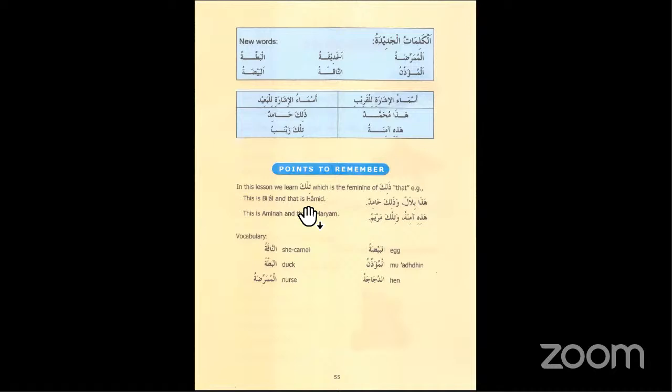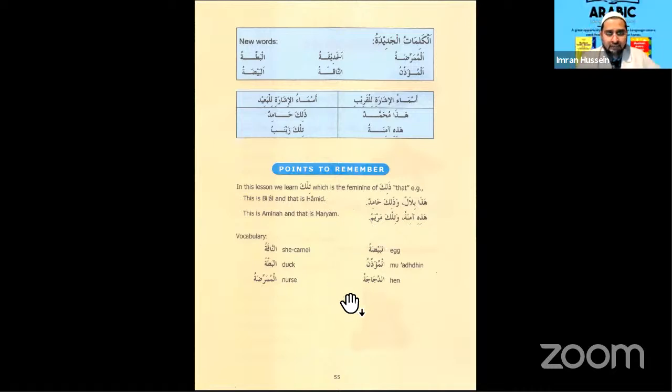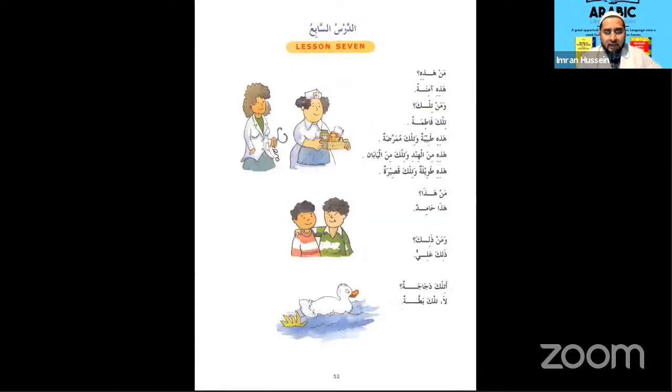Points to remember. In this lesson, we learn tilka, which is the feminine of dhalika, that. Example, hadha bilalun wa dhalika hamidun. This is Bilal and that is Hamid. Hadhihi aminatu wa tilka maryamu. This is Amina and that is Maryam. We've done this vocab already, so let's go through the lesson. I'll read the lesson and then you can read the lesson after me. Is that okay?